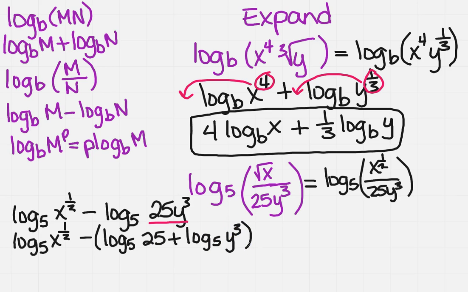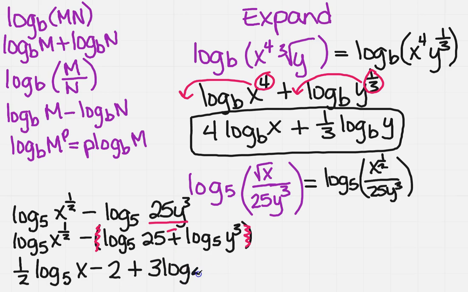Now, ultimately, you do need to distribute that negative throughout, so I'm going to show you that with another color. This negative right here would kind of go away, and I'm going to put a minus here, and then that would go away. So now I have exponents on two of them, so I need to bring those exponents out in front. So this would be 1/2 log base 5 of x minus, now this is a log of base 5, that's 25. So 5 to what power is 25? Well, that's 2. And now I've got plus, the 3 comes out in front, so I've got 3 log base 5 of y. Are we done yet?